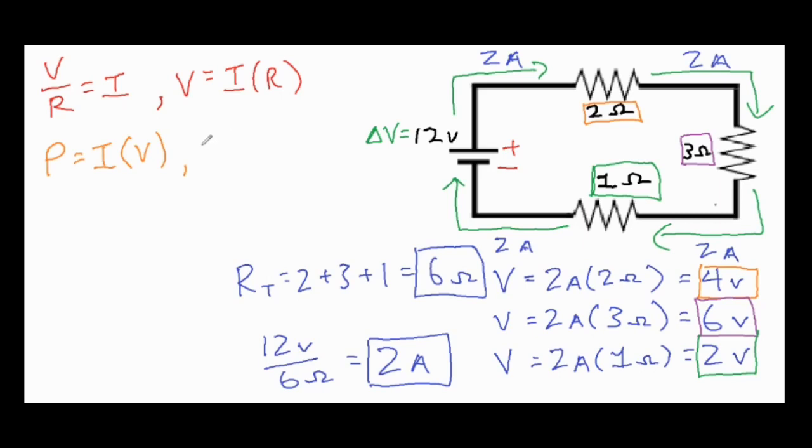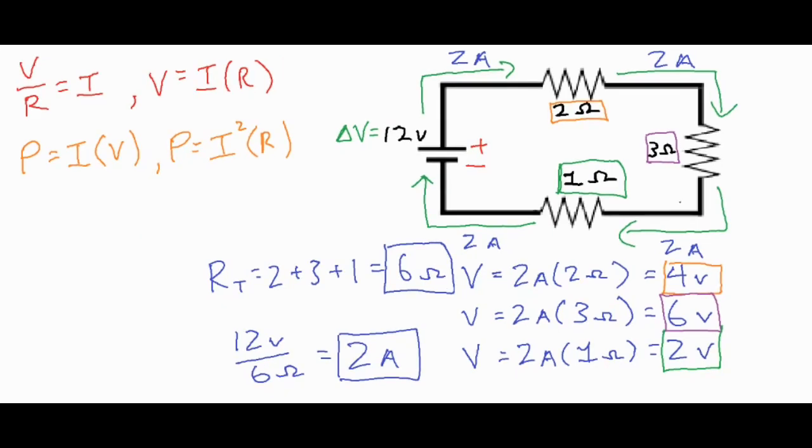Also, you can rewrite this as power equals current squared times R. And what you're doing there is you're basically just doing a little bit of a substitution and then replacing this V with the I times R, and then that would be I times I, which is I squared, and then put the R next to it. Either way, you're basically solving for the same thing. And then you would find the power in watts.